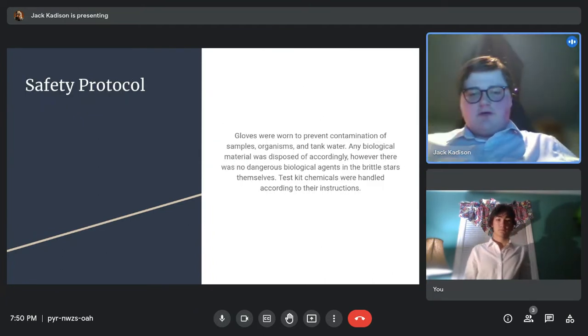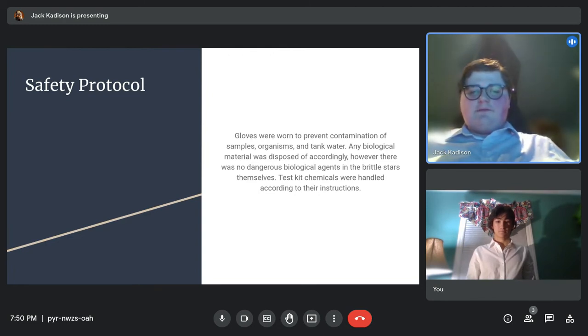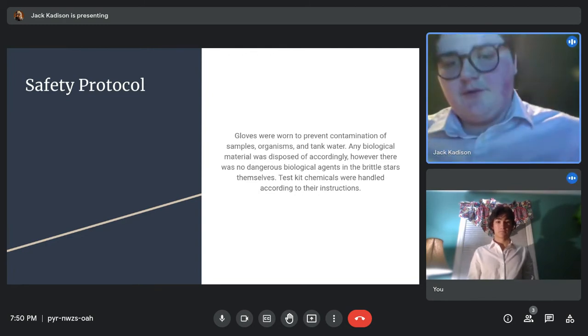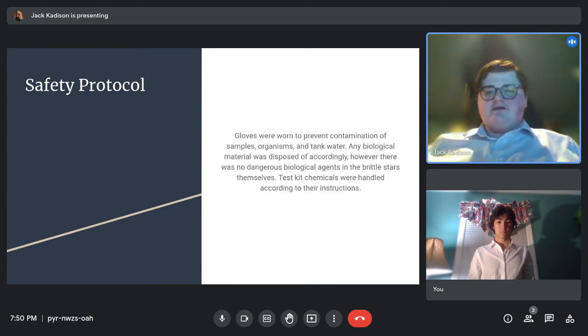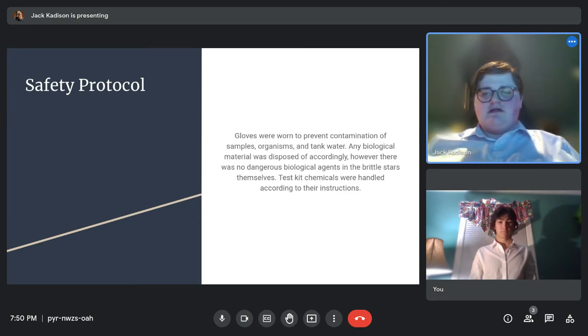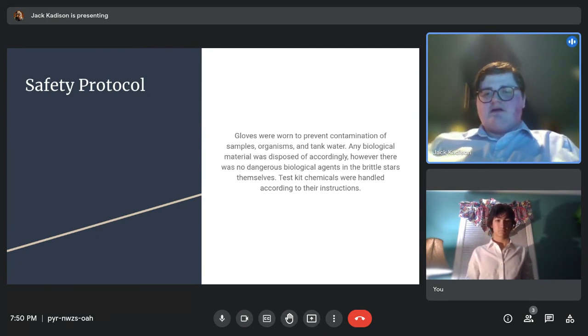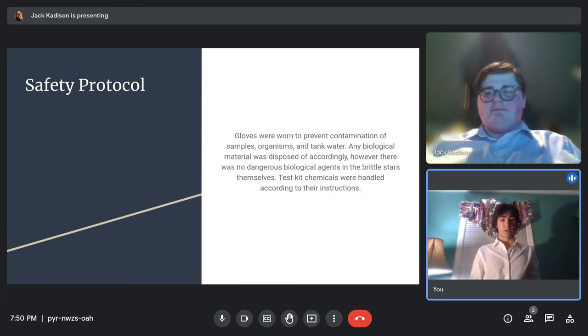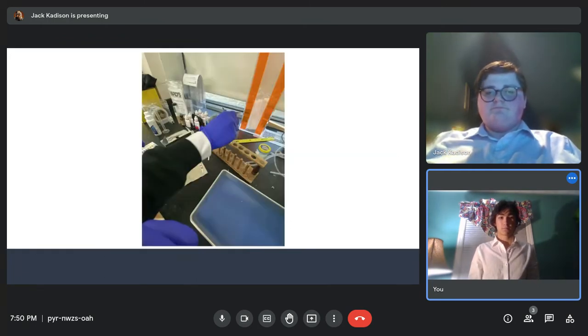The safety protocol included wearing gloves to prevent contamination of any organisms or the tank water, and any biological material was disposed of. There were no dangerous biological agents in the brittle stars themselves, and test kit chemicals were handled according to their instructions. Here you can see the test kits being used to test the water hardness, pH, etc.